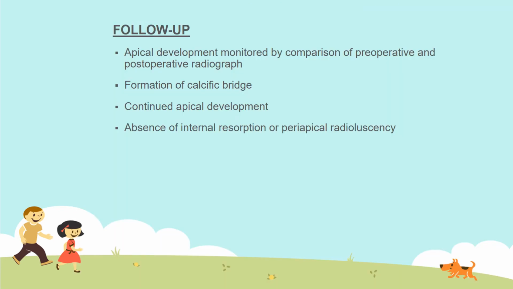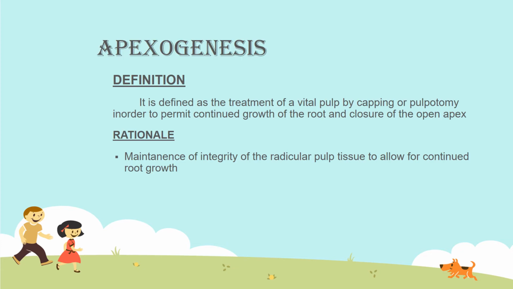In the follow-up visit, we can check apical development monitored by comparison of pre-operative and post-operative radiographs. From that radiograph, we can check the formation of a calcific bridge, continued apical development, absence of internal resorption, or periapical radiolucency.